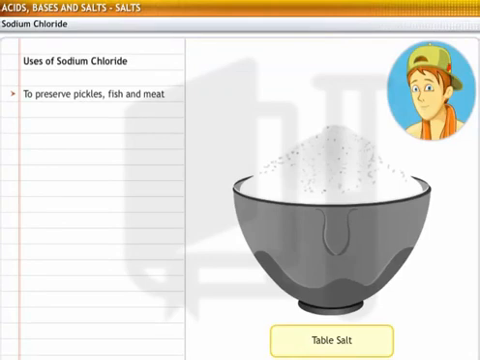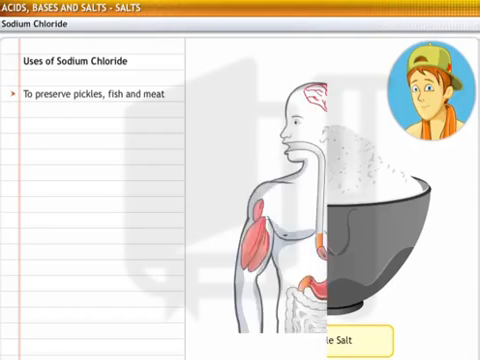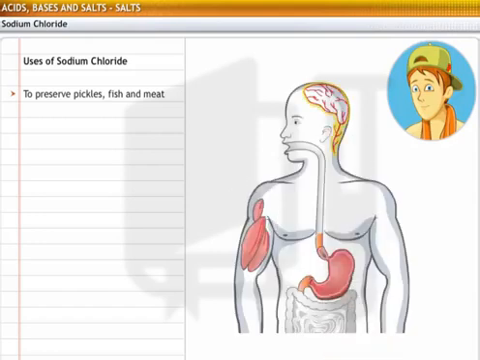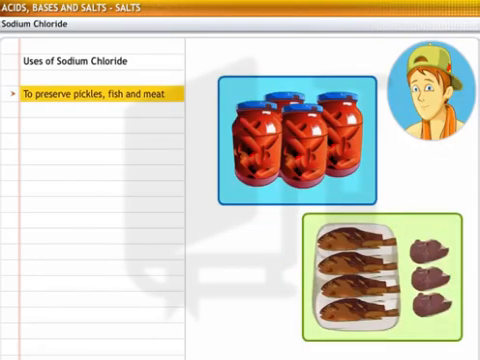Absolutely. Common salt is an important constituent of food and is referred to as table salt. Common salt enriches the flavor of food. It plays an important role in the functioning of our nervous system, the movement of muscles, and in the production of hydrochloric acid in our stomach. It is also used as preservative in pickles, fish, and meat.